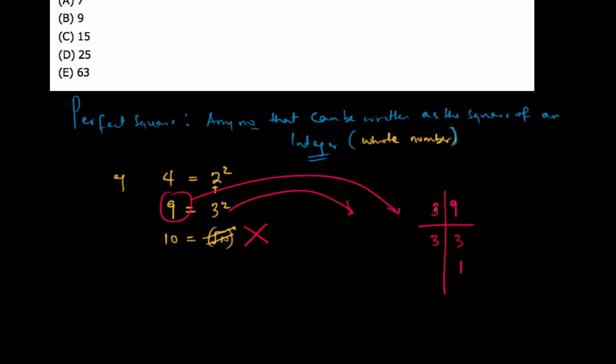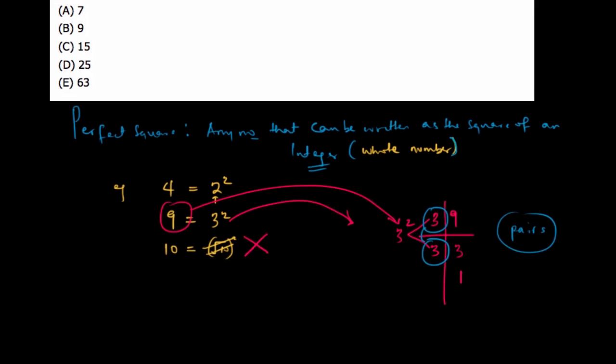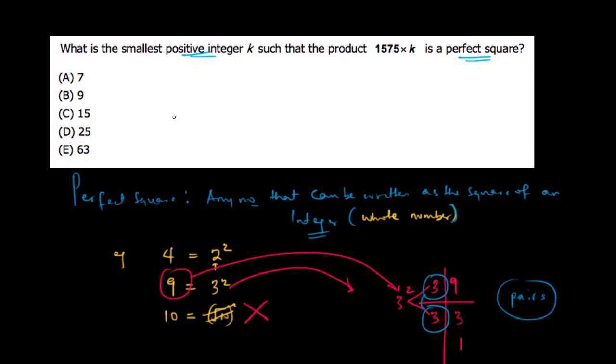All the prime factors must occur in pairs. So this is 3 squared. You can see that each number has a pair. The same thing happens for 4, and so on. So for all perfect squares, each of the prime factors occurs in pairs. Alright, now you understand what a perfect square is.